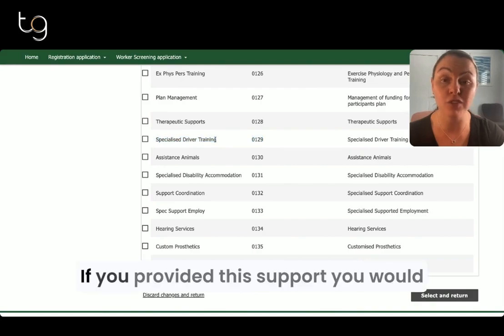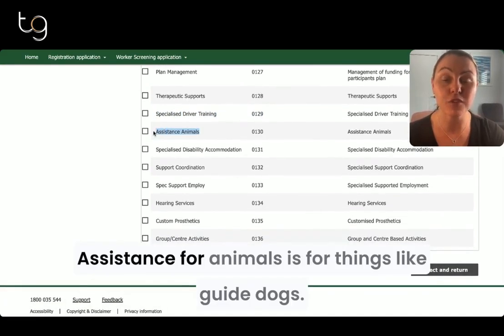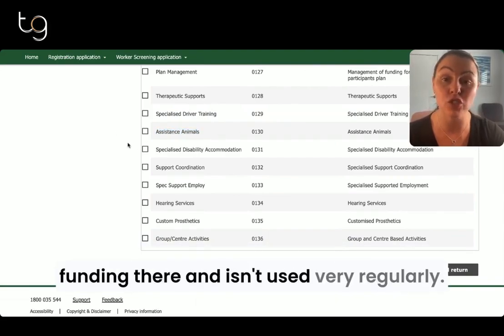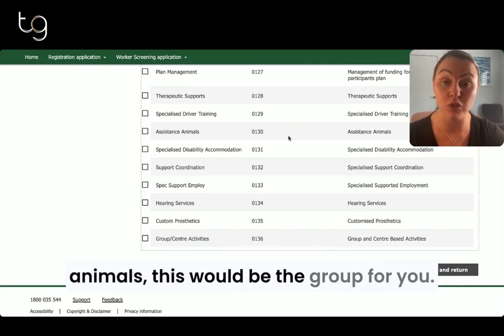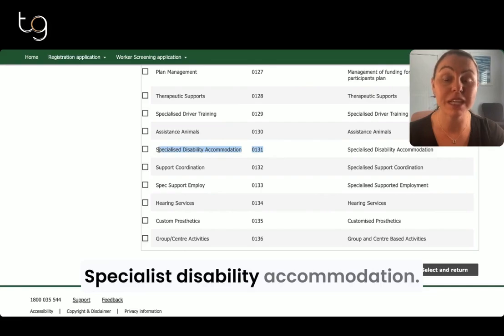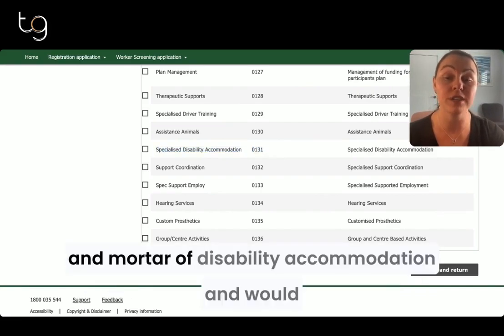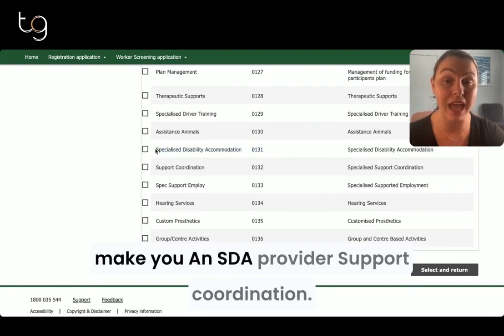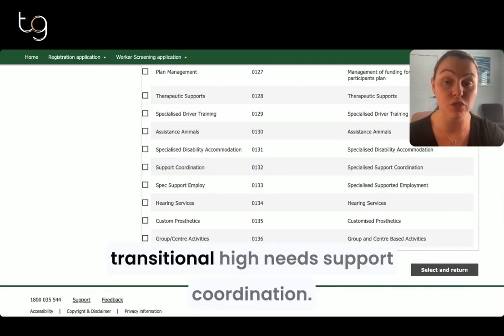Specialist driver training, if you provided this support, you would know this would be your core business. Assistance for animals is for things like guide dogs. I believe there's not a lot of funding there and it isn't used very regularly. But if you are in the business of assistance animals, this would be the group for you. Specialist disability accommodation. So this is the building, the bricks and mortar of disability accommodation, and would make you an SDA provider.